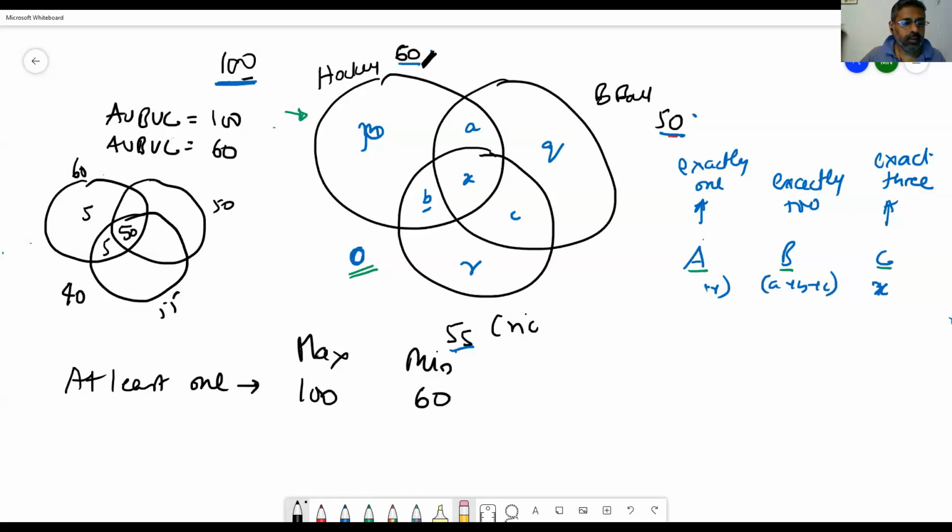Right. Now, at least 2, at least 3. What will be the answer when it comes to at least 3? Let's say at least 2 is the most complex. Let's say at least 3, which means at least 3. Basically, I'm using the words at least 3 as exactly 3.